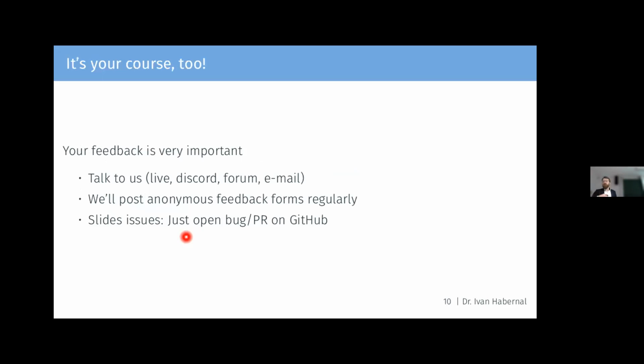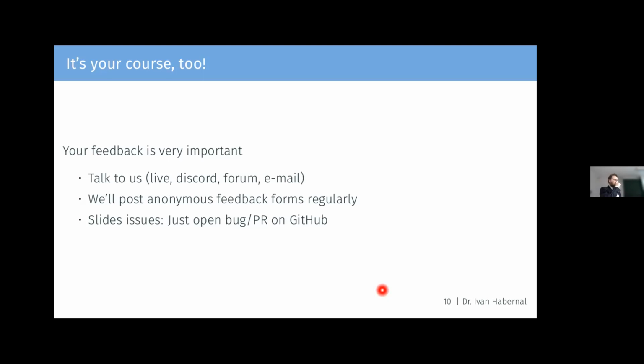Obviously, this is not only my course, but mine and Martin's, so it should be more interactive, and your feedback matters, actually. Whatever you like or dislike, tell us. Put it on Discord, write in the forum, send us an email. Any questions you might have, you can approach us easily. The email addresses are there as well.